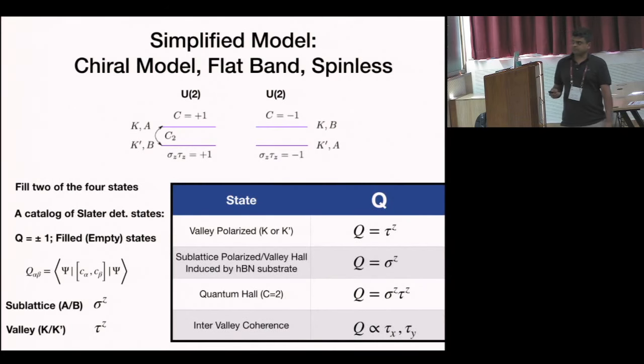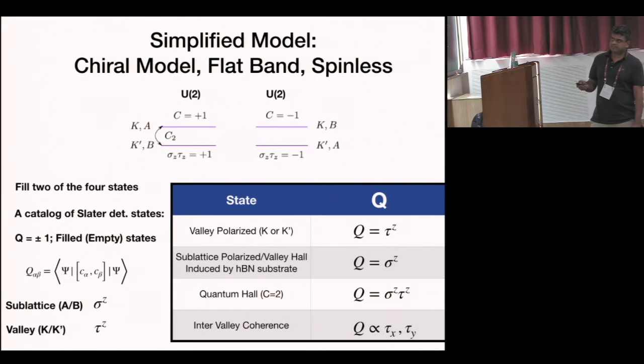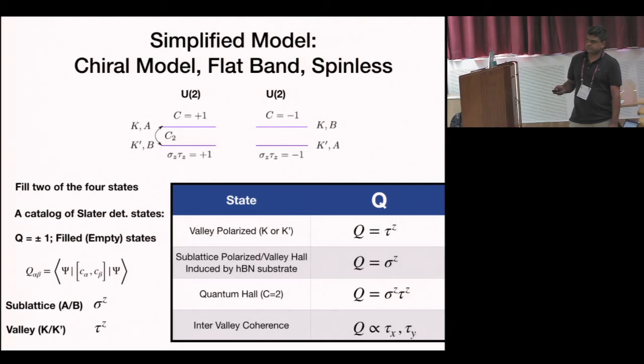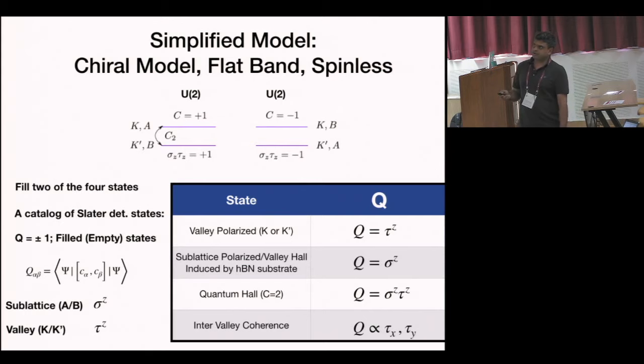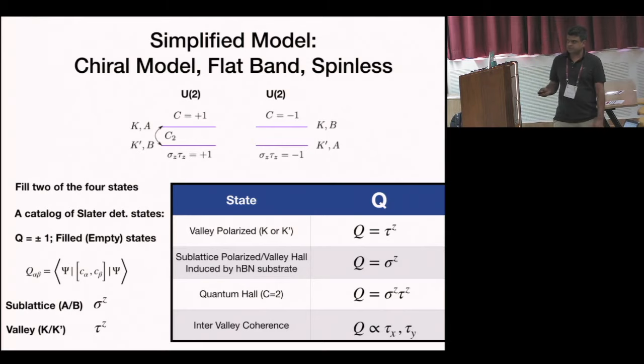So here's a bunch of different states. We just went through these. You can also decide to fill both of these levels. That's the quantum Hall state. There's two Chern 1 bands that are filled. That's the sigma Z tau Z. But then you have some more interesting states where you actually develop a coherence between the opposite valleys. We'll call those inter-valley coherent states.